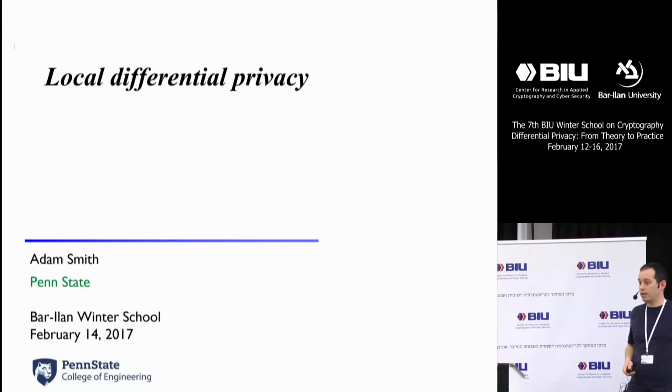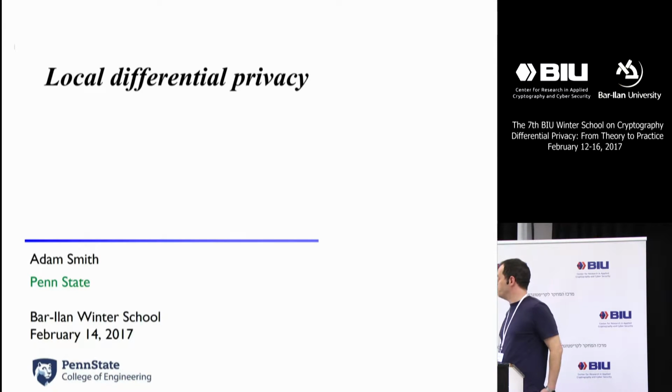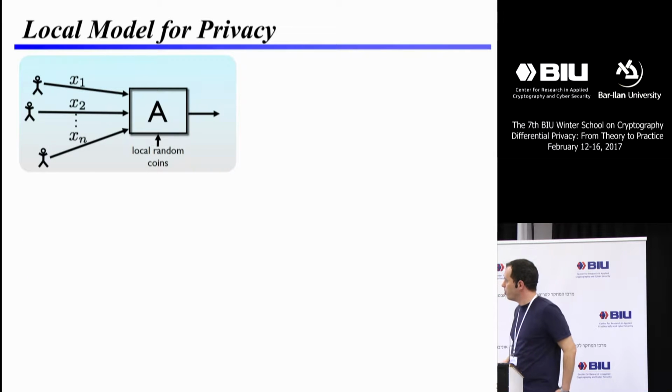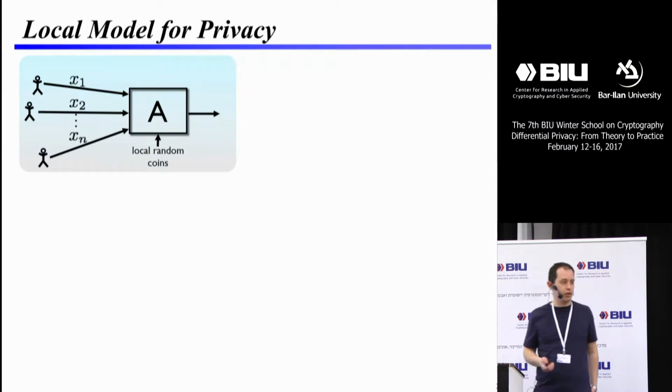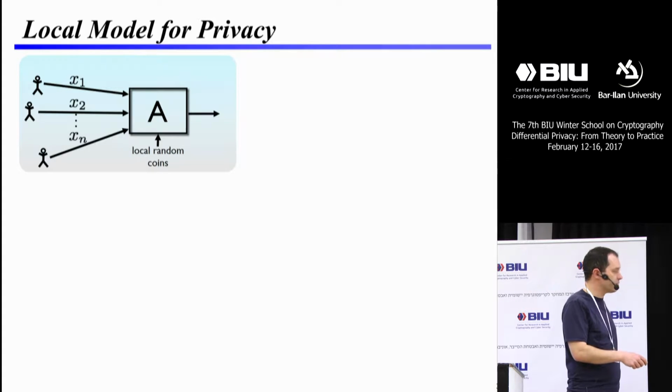Okay, so I'll be talking about the local model for differential privacy. So far, we've by and large been talking about the following picture. We've got an algorithm that collects a bunch of data from individuals and then processes it. It's a randomized algorithm, so it has its own local random coins, and then it spits out some output. Maybe it answers queries in some interactive way. But in particular, we have a trusted curator that's holding all the data.